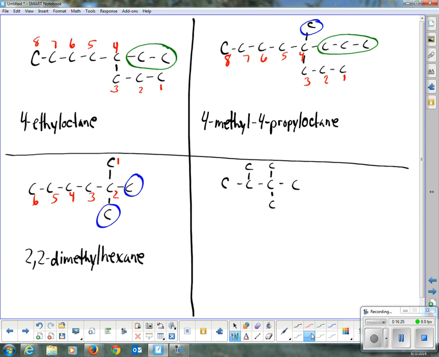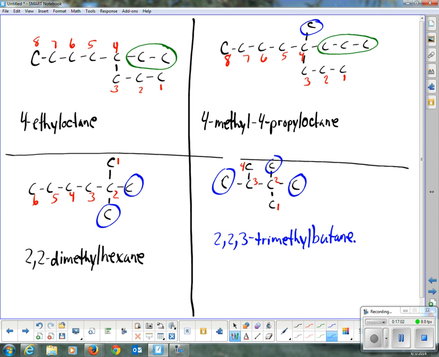Last one. Coming down here, 1, 2, 3, let's go up, 4, fix that C. Okay, that means I've got 1, 2, 3 methyl groups, and so this one would be 2,2,3, dash, or comma, tri, meaning 3, methyl, and then the longest chain is 4, which is butane, and we're done. Okay, I'll see you in class.